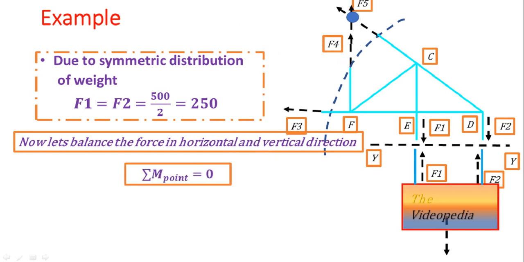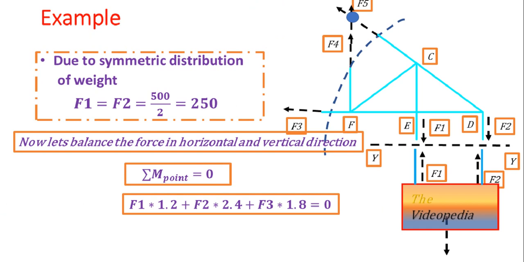The summation of moments at the point is equal to 0. Now just apply the moment summation about the blue dot. What you will get is F1 into 1.2 plus F2 into 2.4 plus F3 into 1.8 is equal to 0. If you have noted down the distances, I'll mention them again. This distance was 1.2, this distance was 1.2, again this distance was 1.2. So for F2 it is totally 2.4, and for F1 it is totally 1.2.